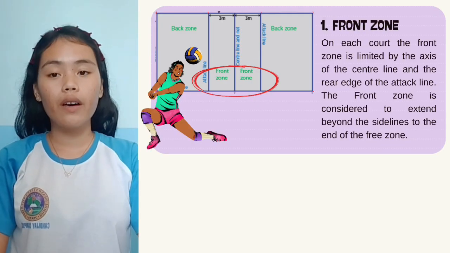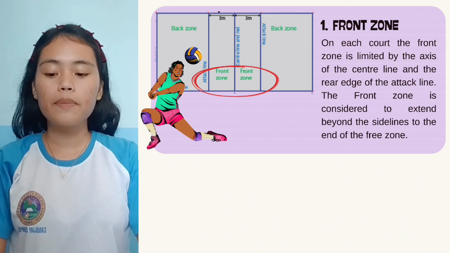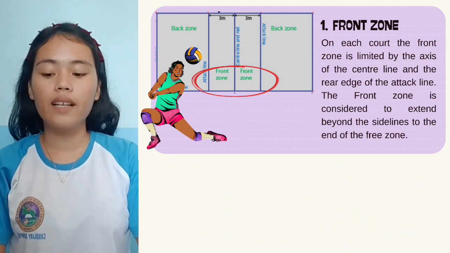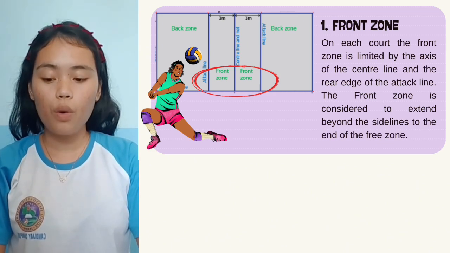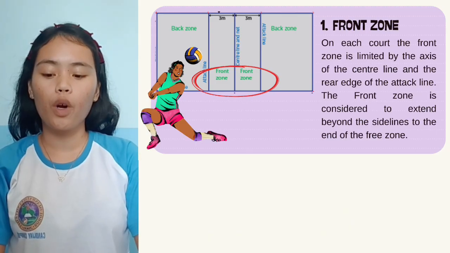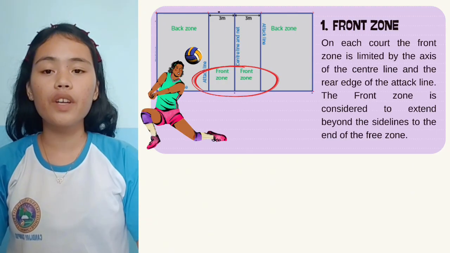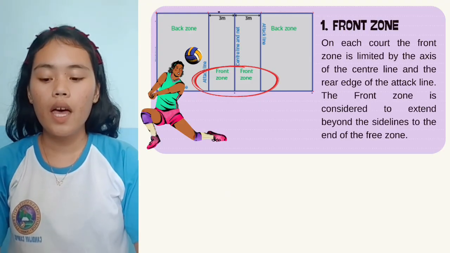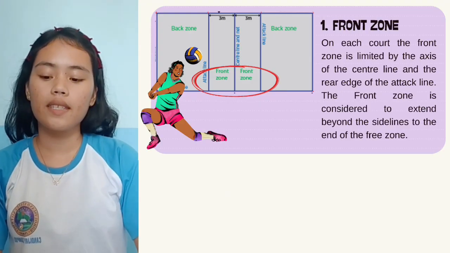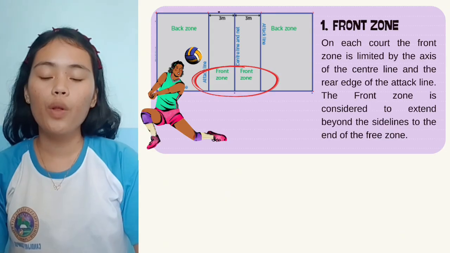So the first area is the front zone. This is the space between the center line and the attack line. Players in this zone are usually the ones who perform spikes and blocks because they are the closest ones to the net. This area also extends sideways beyond the sidelines all the way to the free zone.